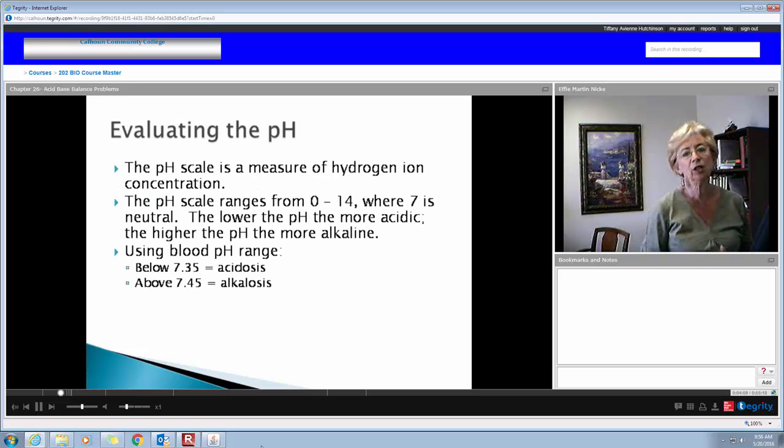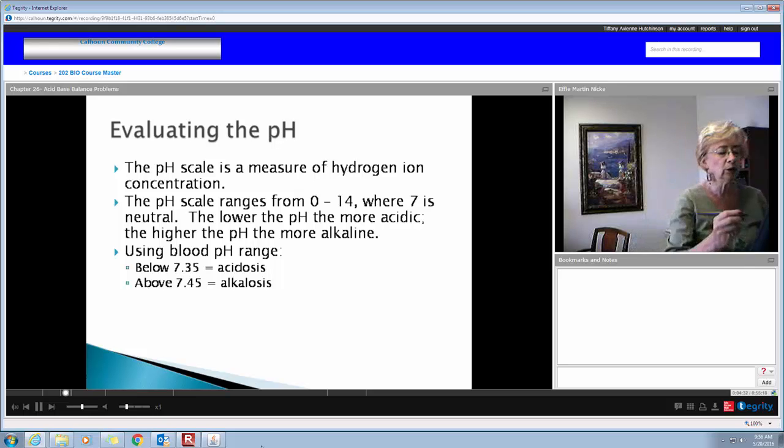All right. This is basic chemistry. How do you look at a pH scale? What is a pH? It's really the measure of hydrogen ion concentration and the release of the hydrogen ions in a solution, where when you have the highest amount of hydrogen ions released, you're going to have a more acidic condition.